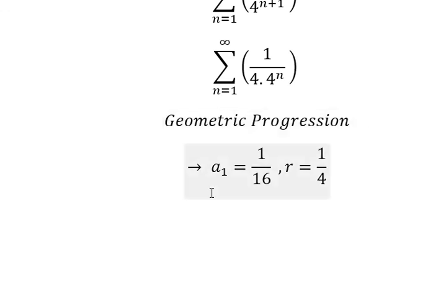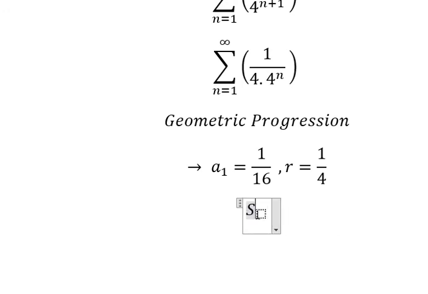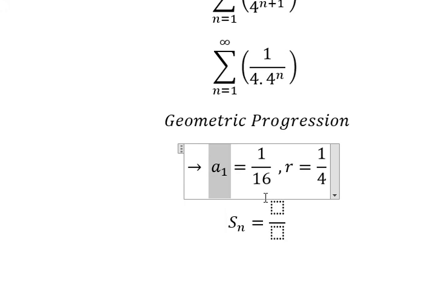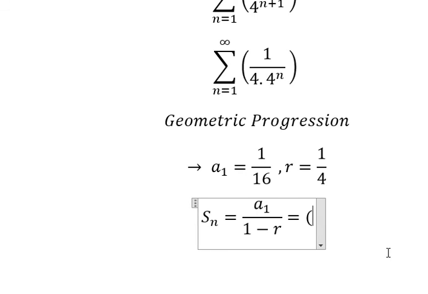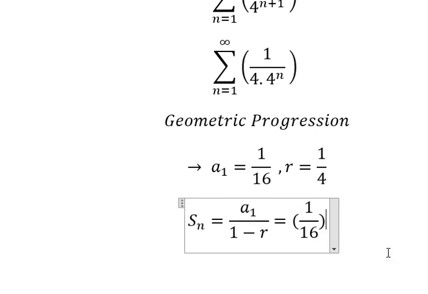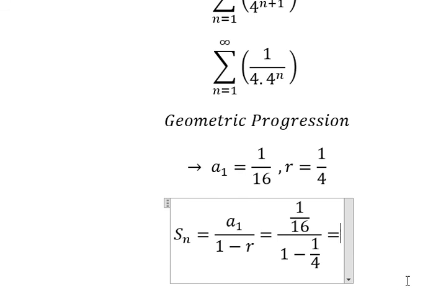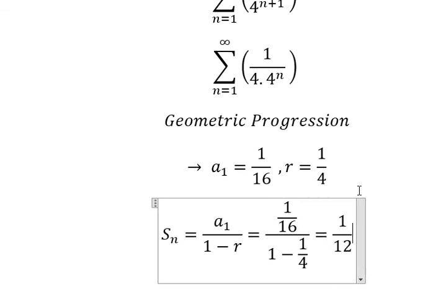The formula to find the sum of a geometric progression should be S equals a1 over 1 minus r, and we have the final answer in here. So we have 1 over 12, and this is the final answer.